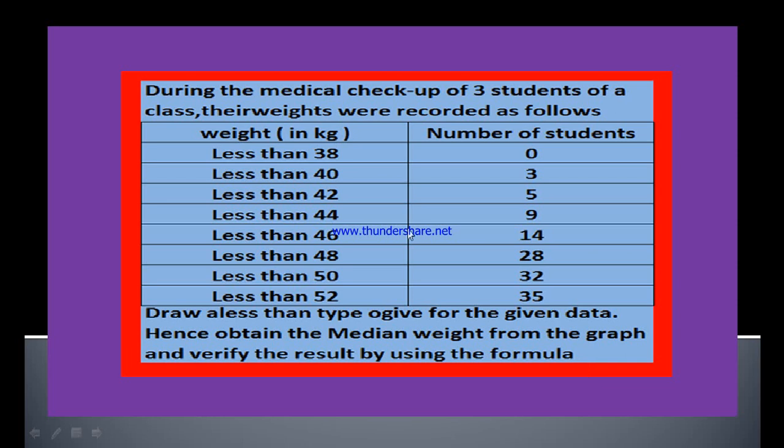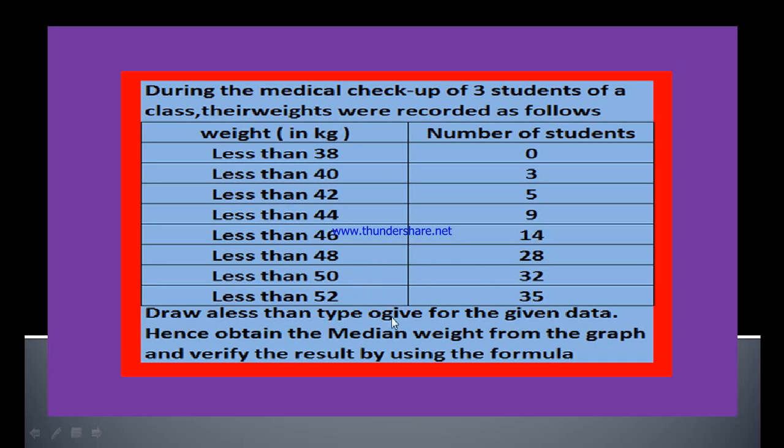I shall repeat the question. During the medical checkup of 30 students of a class, their weights were recorded as follows. Weight in kgs, less than 38 kgs, the number of students 0, less than 40 kgs, number of students 3, less than 42 kgs, number of students 5, less than 44 kgs, number of students 9, less than 46 kgs, number of students 14, less than 48 kgs, number of students 28, less than 50 kgs, number of students 32, and less than 52 kgs, number of students 35.